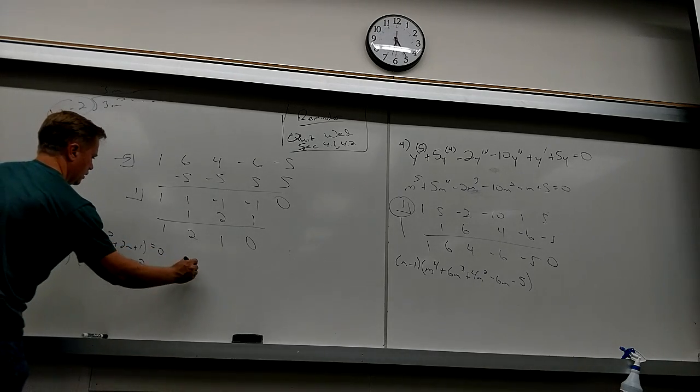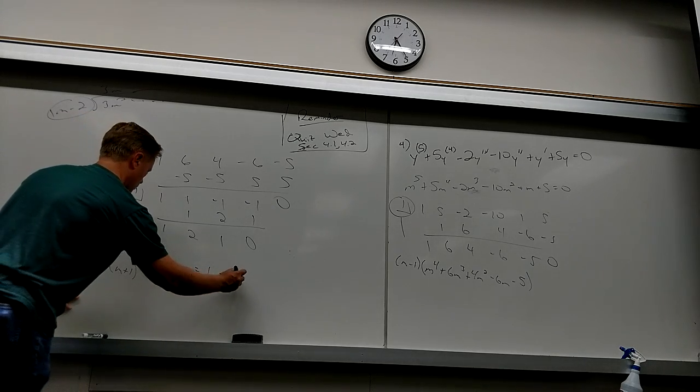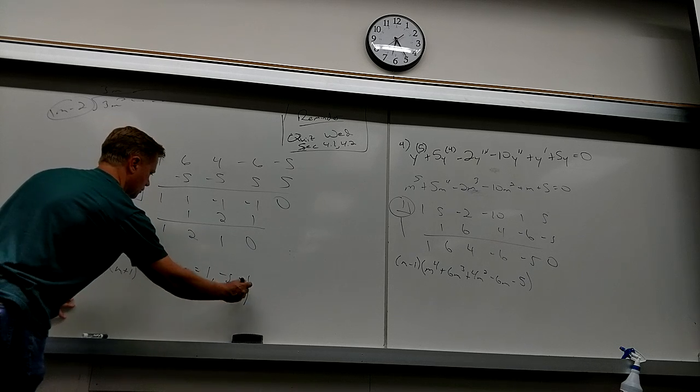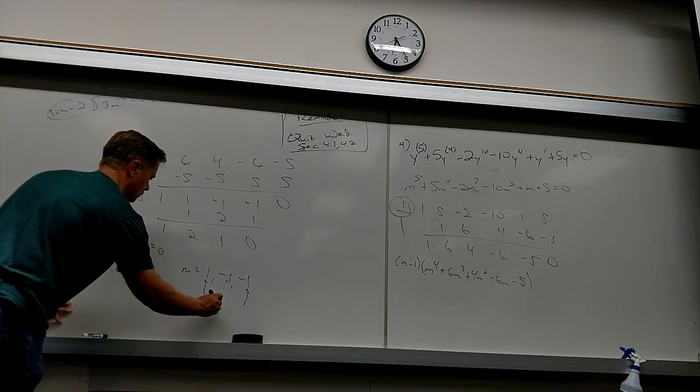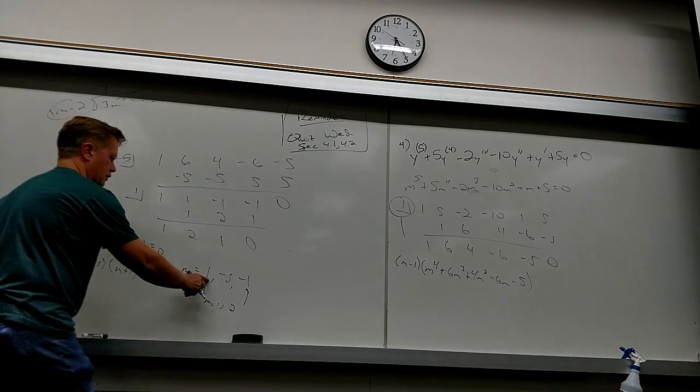So we get m equals 1, negative 5, negative 1, and these both are multiplicity 2. So now I can do the answer. I got a bunch of real roots. They're not repeated, but who cares? So how do you take care of these two ones?